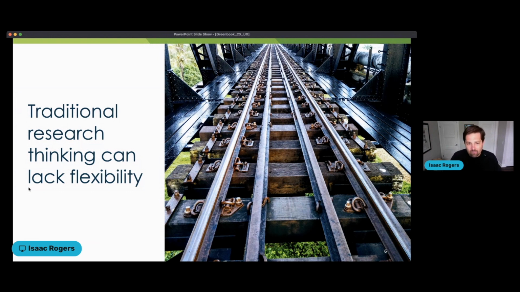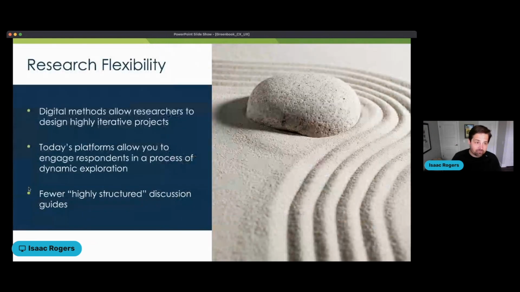So if you take anything from this webinar today, I hope you hear that CX and UX research truly benefit from an extraordinary amount of flexibility in your thinking as it comes to research. And of course, that you choose a digital qualitative platform that allows you an easy level of flexibility. So I chose this image as the alternative to really stringent, structured approaches. You need to design digital research that allows you to be highly iterative.